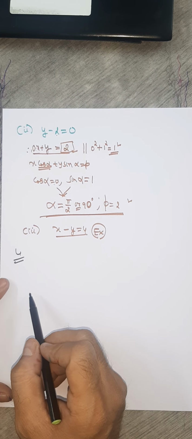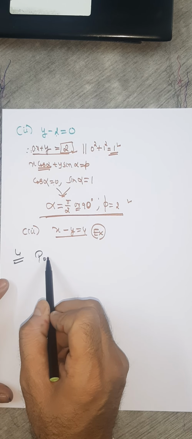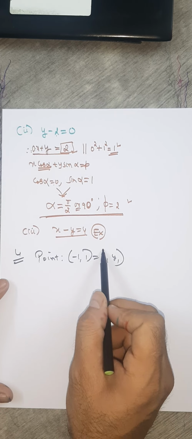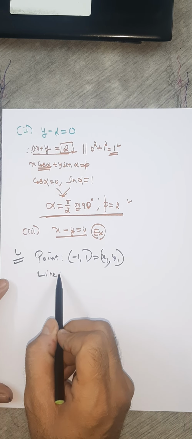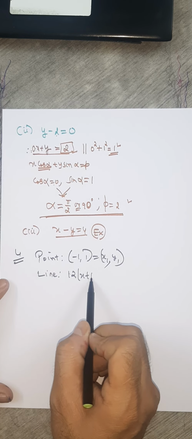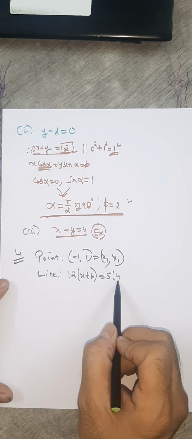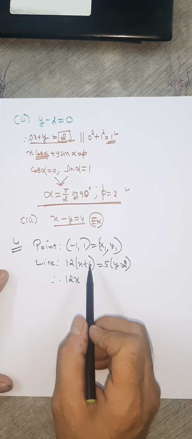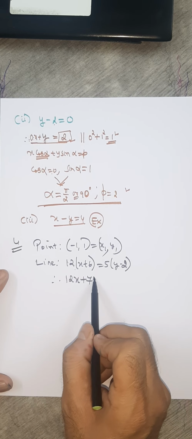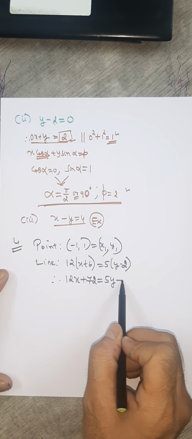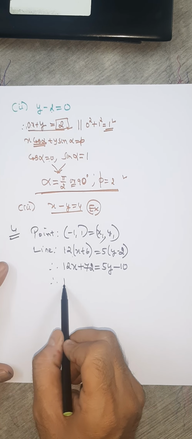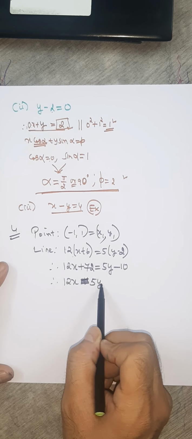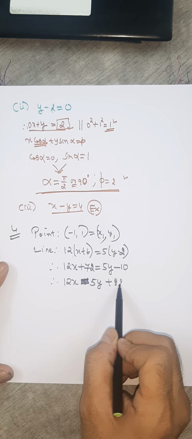Find the distance of the point from this line. So as I explained in the theory, the point is minus 1 comma 1. So this is x1, y1 as per our notation. The line is given by 12 into (x plus 6) plus 5 into (y minus 2). It is not in that general form. We should write it: 12x plus 72, 5y minus 10. Got it? So what we'll get from this? 12x, this one I'll take on the left hand side, so minus 5y, and here plus 82 equals 0.